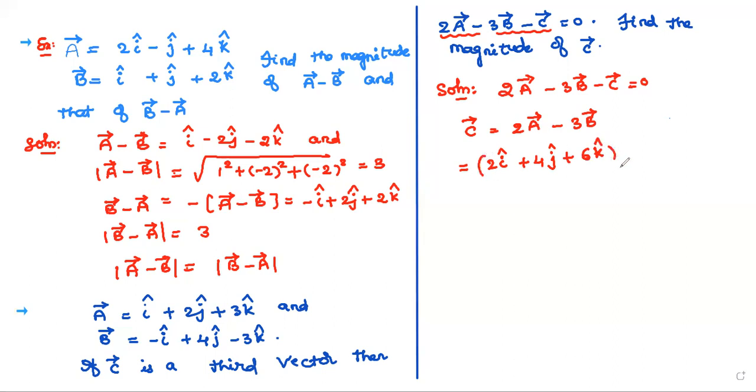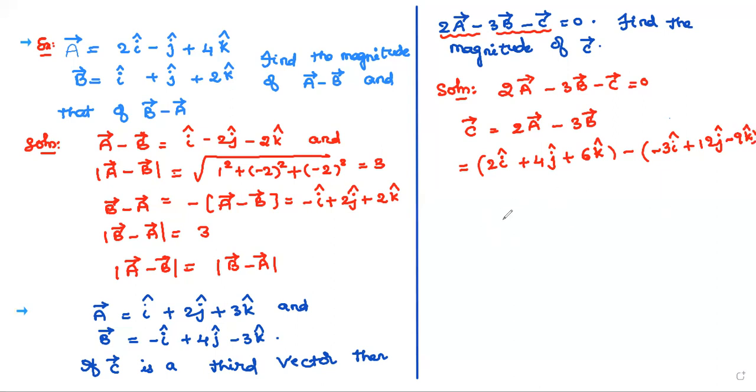This is 2A bar, minus negative of 3B bar. 3B bar means multiply with 3. Multiply with 3, minus 3 I cap. Next, followed by multiply with 3. 3 4s are 12J cap. And then multiply with 3. 3 3s are 9, minus 9K cap.